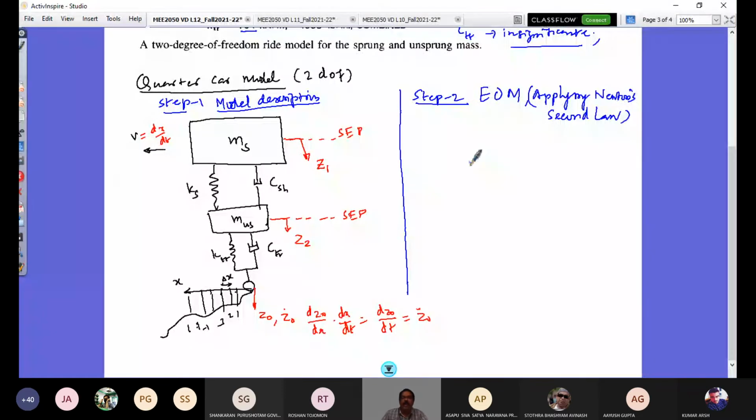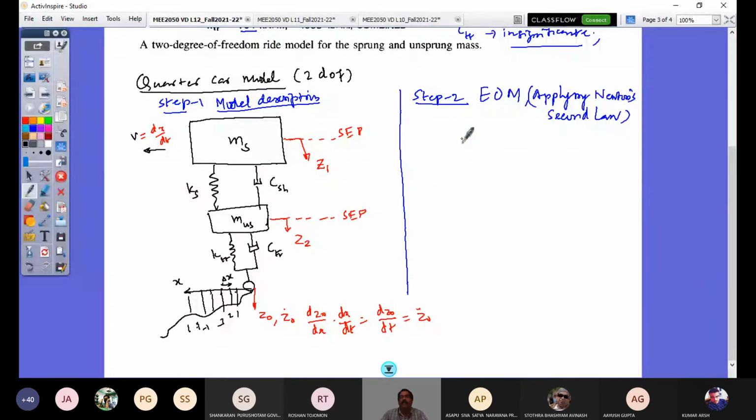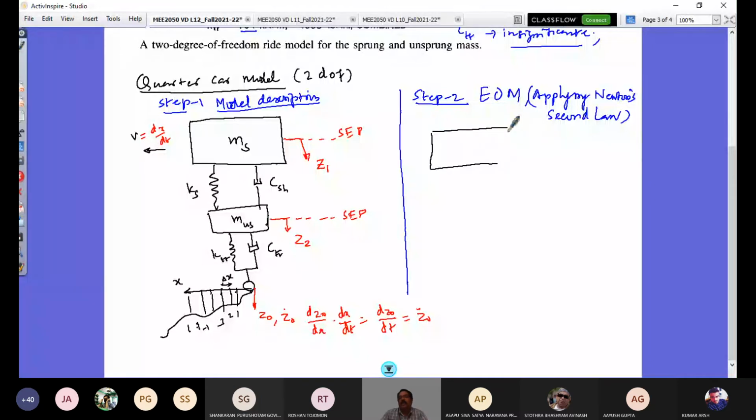So how do I get the equation of motion for the system? I need to draw the free body diagram of them and then show the forces acting on them. And that would be equal to an effect diagram or kinetic diagram. So this is my MS, and that should be having its motion down. So this is its motion down, and that is going to be MS into Z1 double dot.